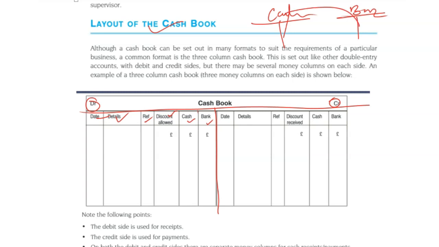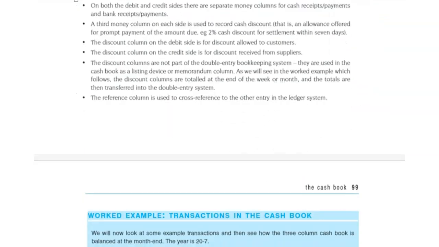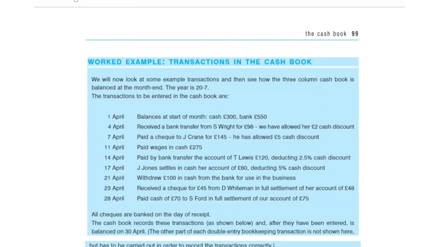So that's your debit side. Remember, money in, you write into the debit side. Cash money in, bank money in, all of these items. And money out, you write into the credit side of your cash book. Cash money out, bank money out. We'll talk about discount allowed and received in just a moment, so stay tuned.